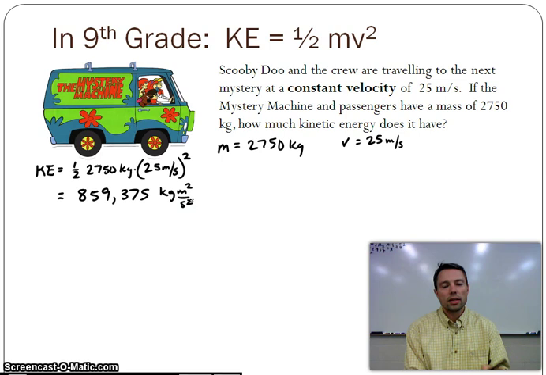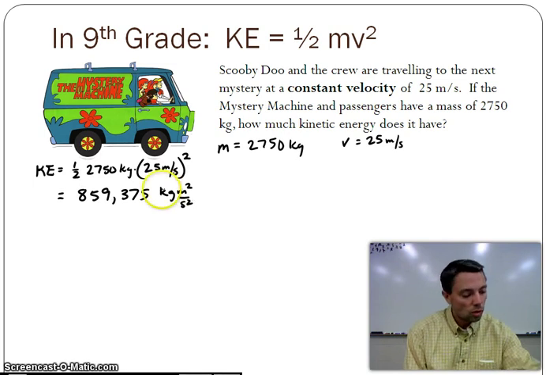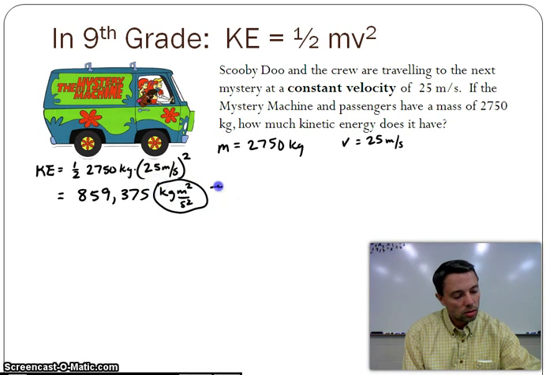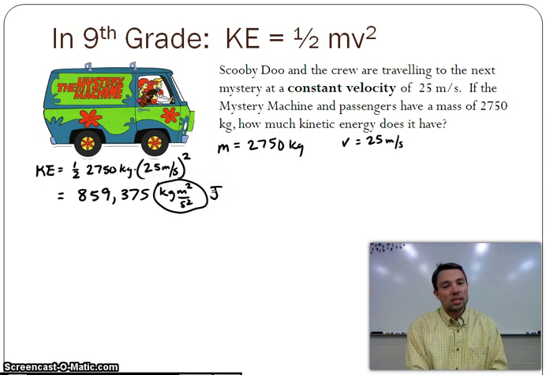Oh, hey, a kilogram meter squared per second squared is the same thing as a joule. Because if you remember, joules were newton meters, and a newton is a kilogram meter per second squared. So when we take newtons times meters, we get kilograms meters squared per second squared. So this is really saying joules. Okay, that's a lot of joules.